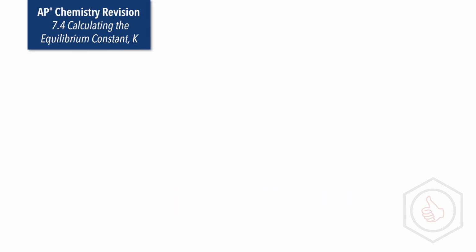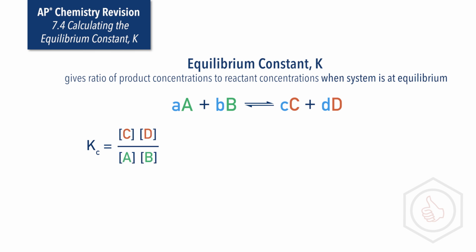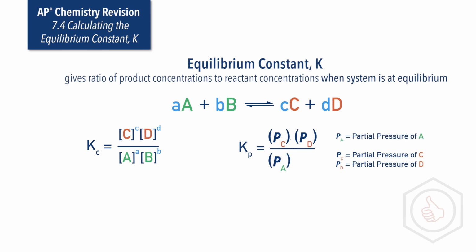The equilibrium constant K measures the ratio of products to reactants at equilibrium for a given reaction. For a reaction of A plus B going to form C plus D, the Kc expression, so the equilibrium constant based on concentration values, will be the concentration of C times the concentration of D divided by the concentration of A times the concentration of B, raised to their molar ratios in the balanced equation. The Kp expression, which would be an equilibrium constant based on partial pressures for a gas-based system, would be Kp equals the partial pressure of C times the partial pressure of D divided by the partial pressure of A times the partial pressure of B, again raised to the molar ratios given in the balanced equation.